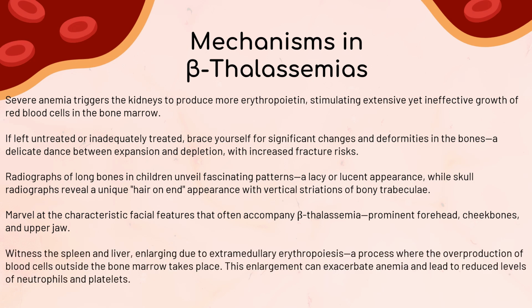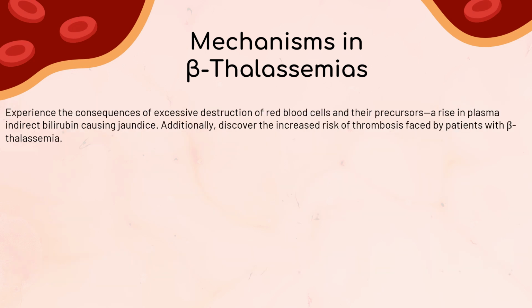Witness the spleen and liver enlarging due to extramedullary erythropoiesis, a process where the overproduction of blood cells outside the bone marrow takes place. This enlargement can exacerbate anemia and lead to reduced levels of neutrophils and platelets. Experience the consequences of excessive destruction of red blood cells and their precursors: a rise in plasma indirect bilirubin causing jaundice. Additionally, discover the increased risk of thrombosis faced by patients with beta-thalassemia.